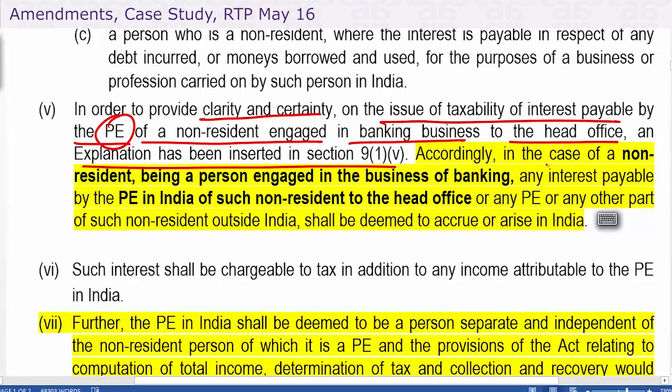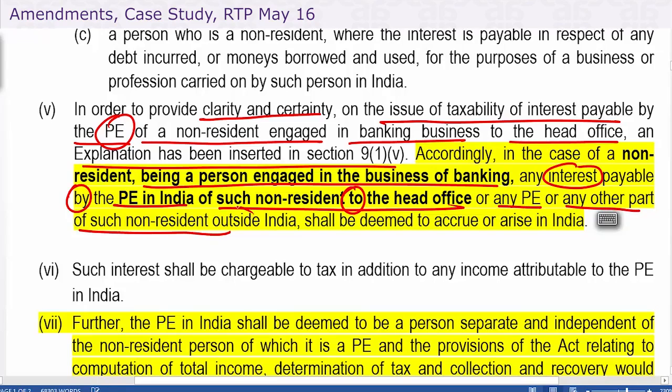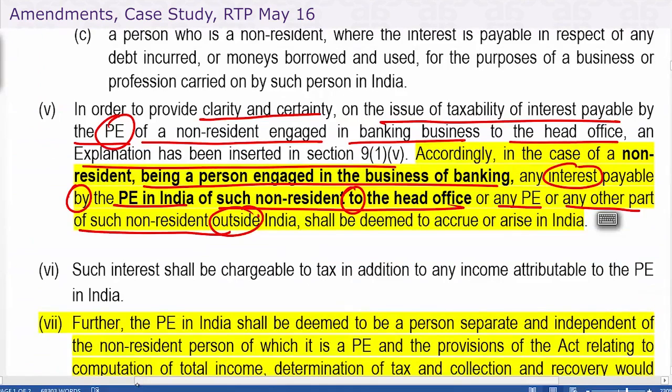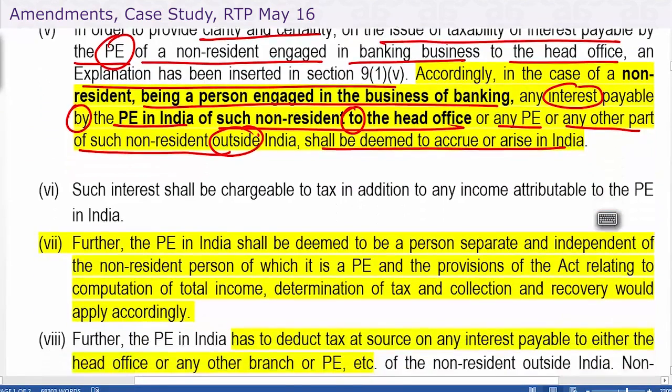So accordingly, in case of a non-resident being a person engaged in the business of banking, any interest payable by the permanent establishment of such non-resident to the head office or any PE or any other part of such non-resident outside India. So we are not talking about only the head office, it could be any office outside India, shall be deemed to accrue or arise in India. So that is just clarifying. I believe that was always the rule.